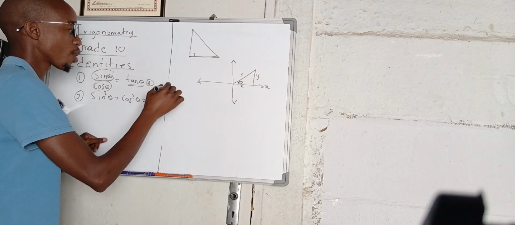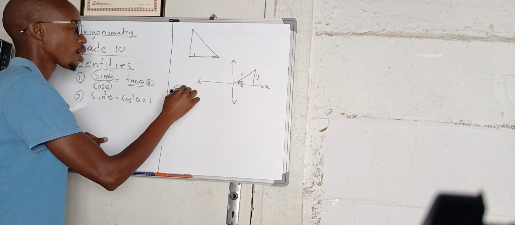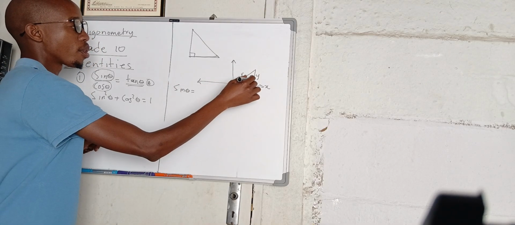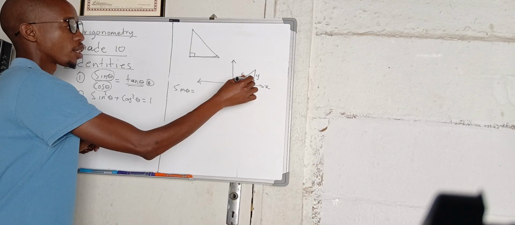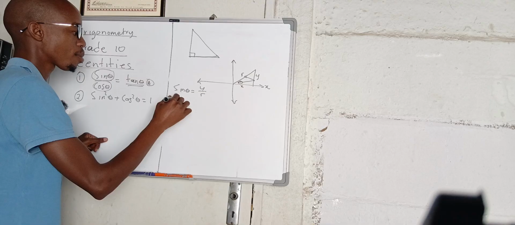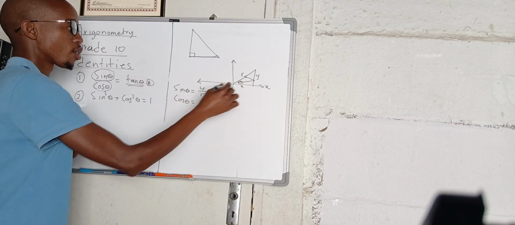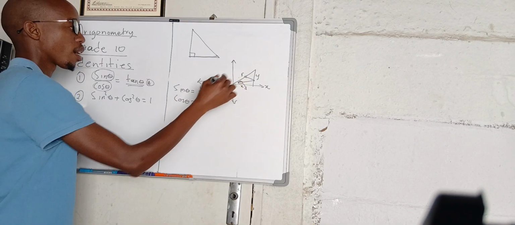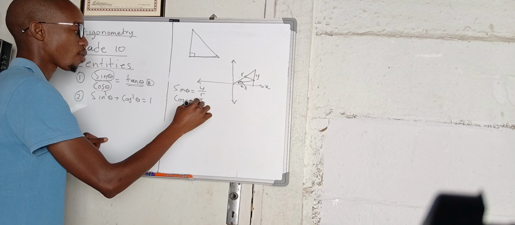And then I'm going to say, what is my sine theta in this case? It's going to be the opposite over hypotenuse. So it's going to be y over r. And then what is my cos of theta? It's going to be adjacent over hypotenuse, which is going to be x over r.